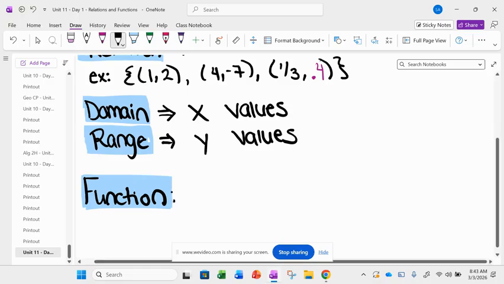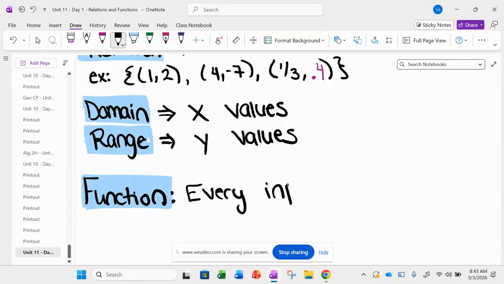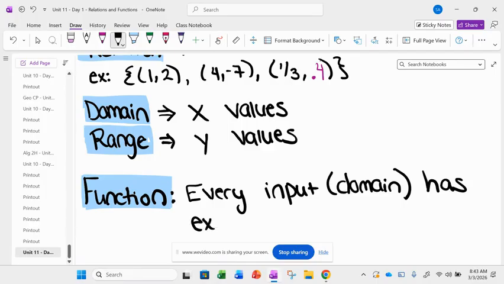So in order for something to be considered a function, every input, so I'm going to say in parentheses domain, every input that we're pulling from the domain has exactly one output, meaning the range.